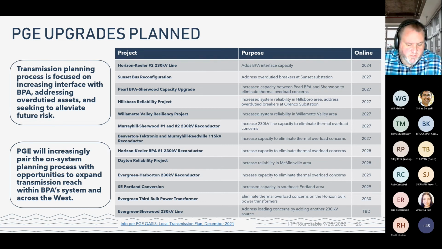A lot of these projects are intended to, again, ensure that we have a safe and reliable system. I also want to draw everybody's attention to the bottom project on this list.